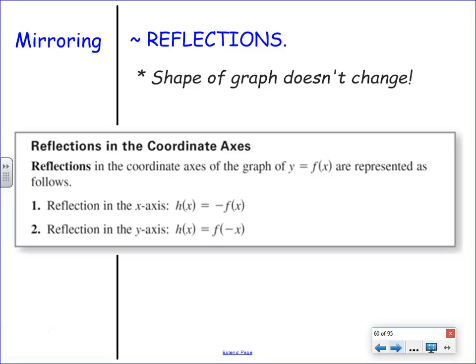The shape doesn't change. That's true, in the sense of my graph doesn't get distorted. However, what does change with reflection? Do you guys know? All the points. Quadrants. Not all the points. Kind of the quadrant. That's one way of thinking about it.